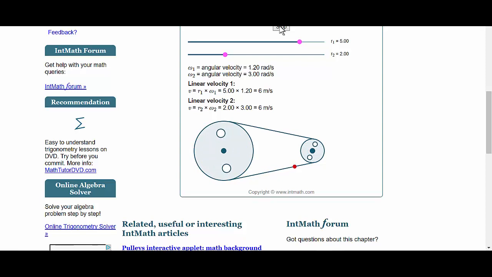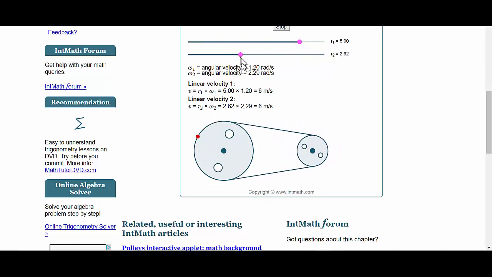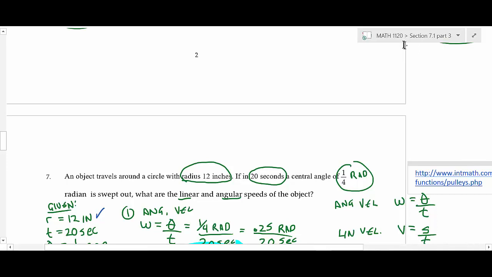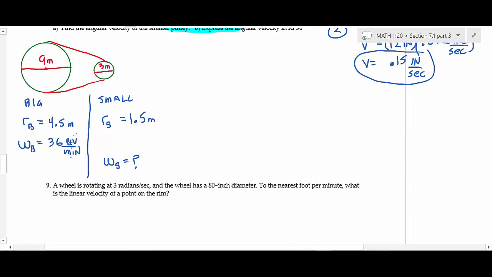And it doesn't matter how I change these radii. Like if I do this, notice that no matter what I do, the linear velocities are going to stay the same. That's the key to this problem. Does that make sense? Angular velocities are different, but linear is the same in that situation. So if we go back to the problem then, let's go ahead and work with radians.